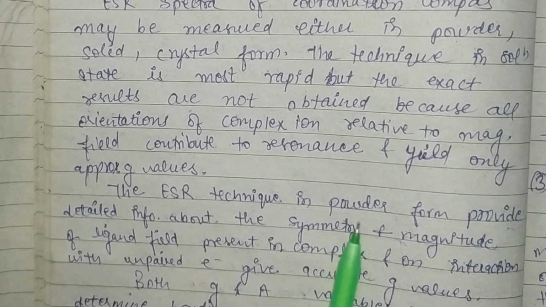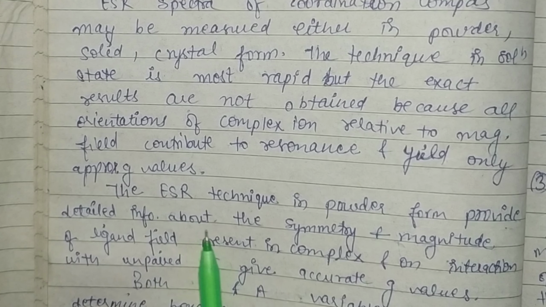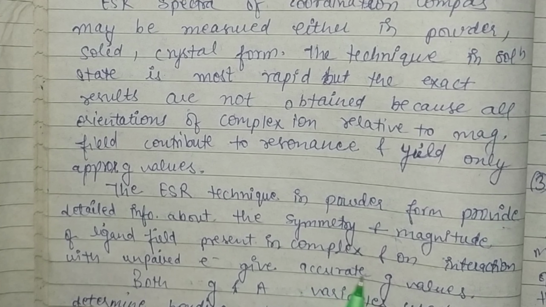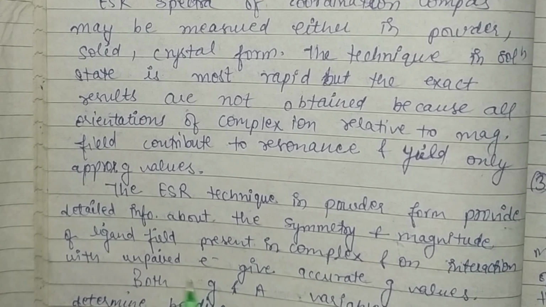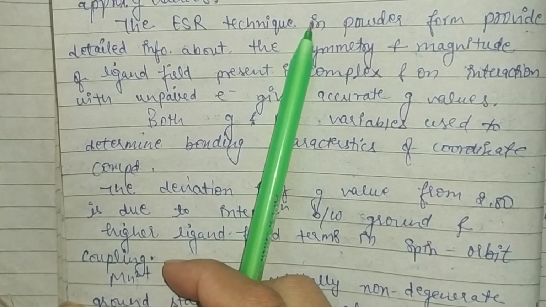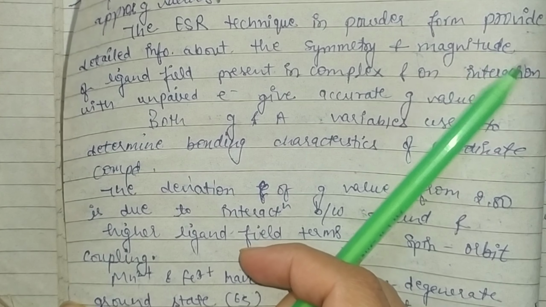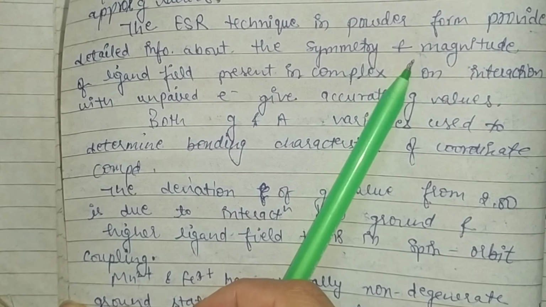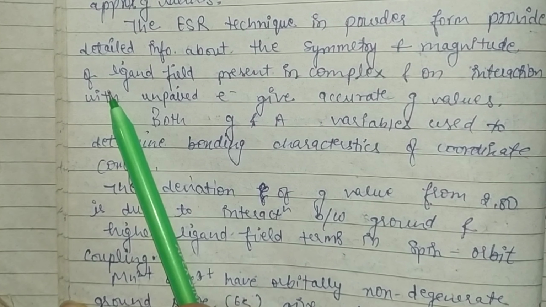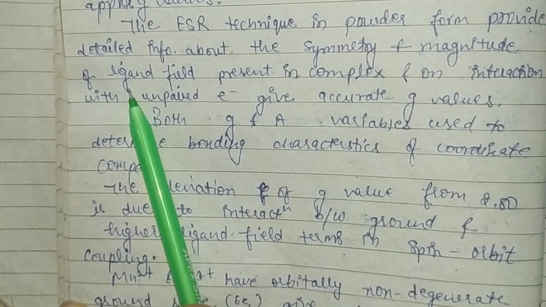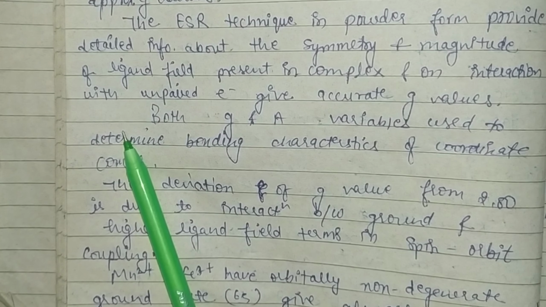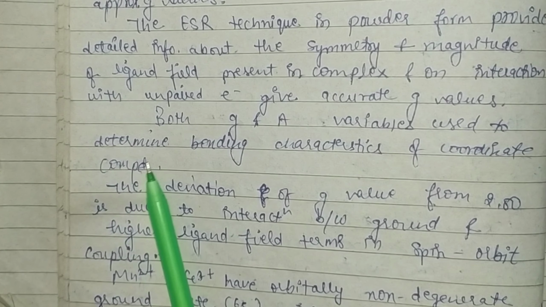The ESR technique in powder form provides detailed information about the symmetry and magnitude of the ligand field present in the complex and, on interaction with the unpaired electron, gives accurate g values. Both g and A variables are used to determine bonding characteristics of coordination compounds.